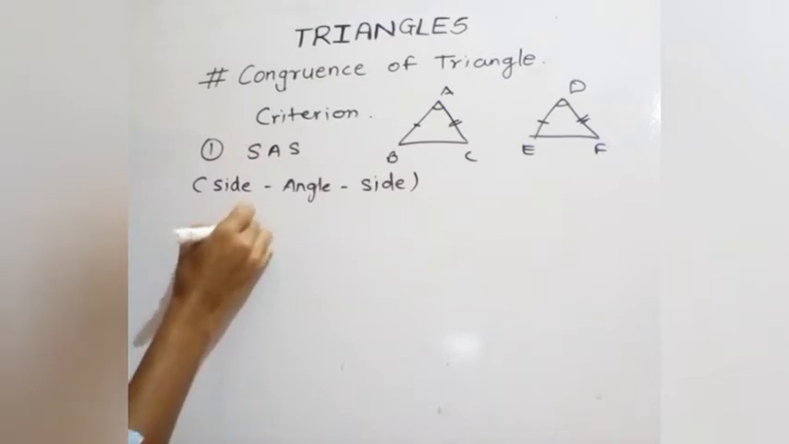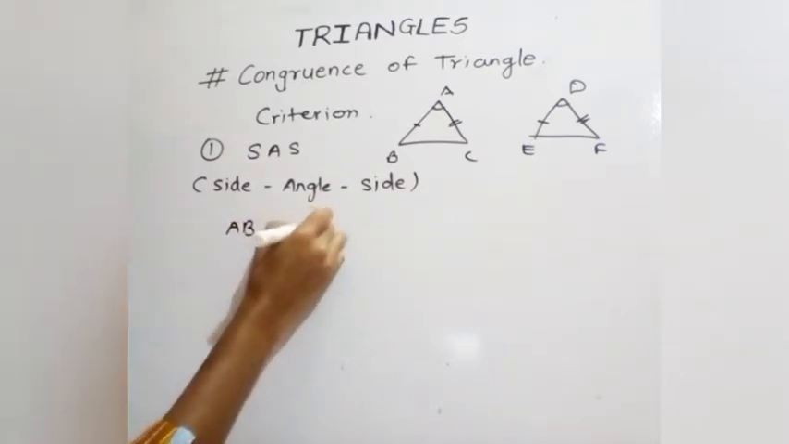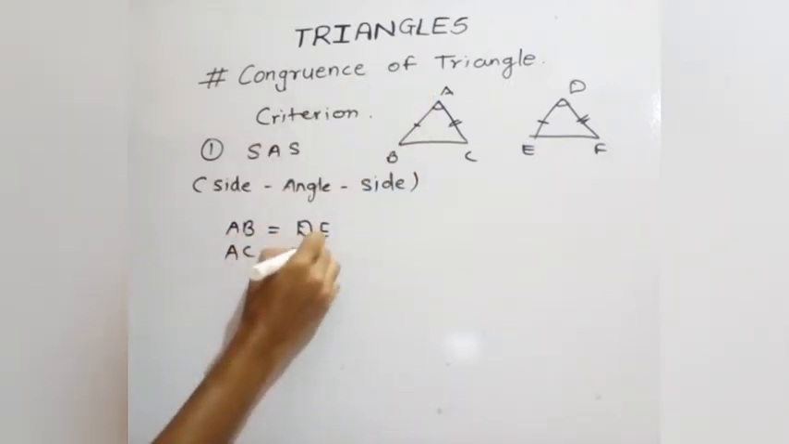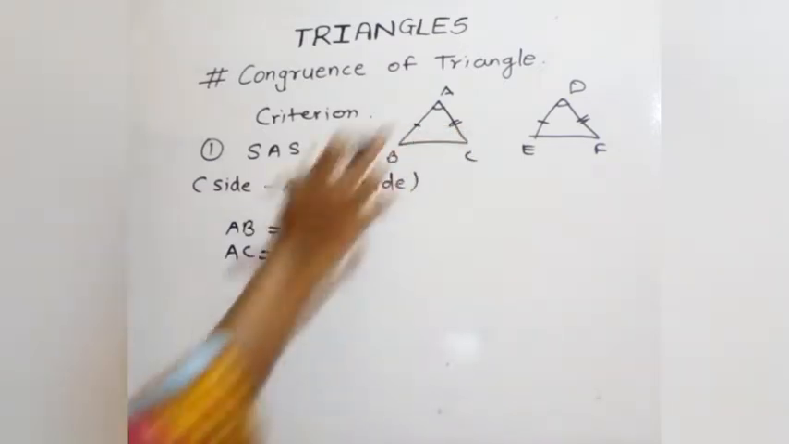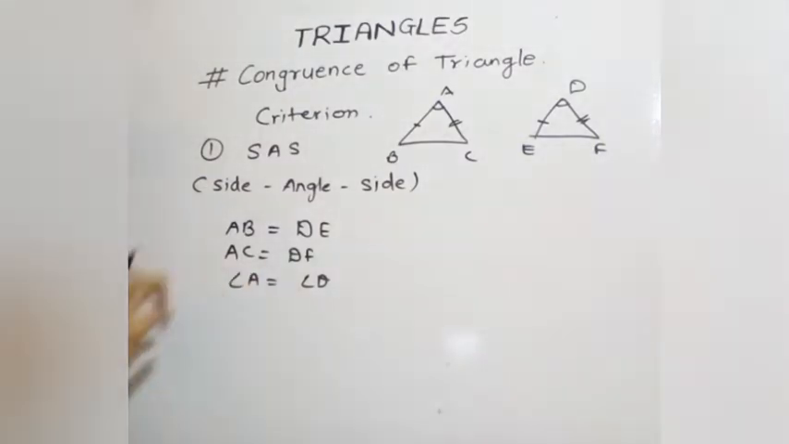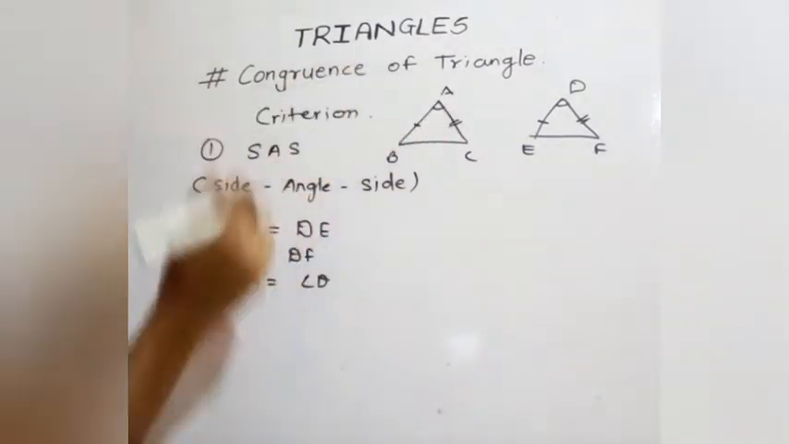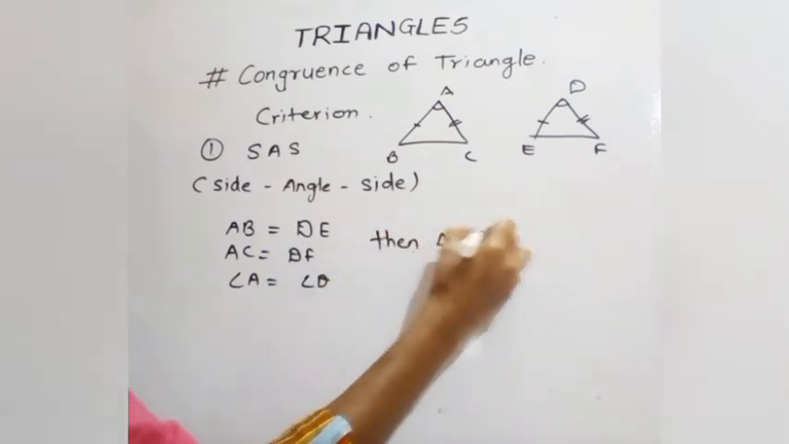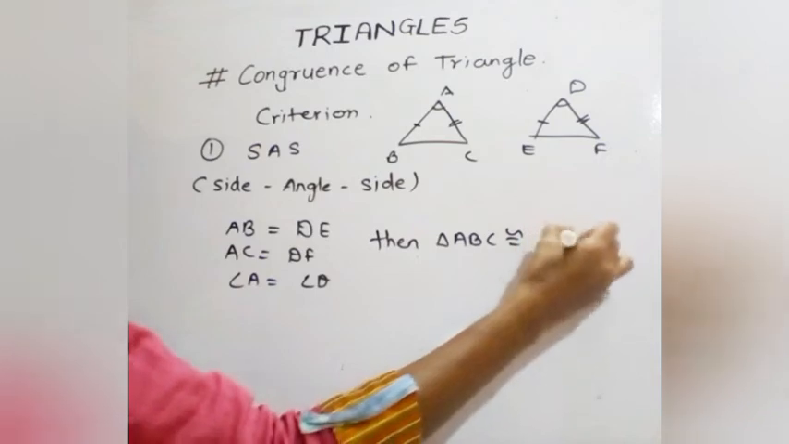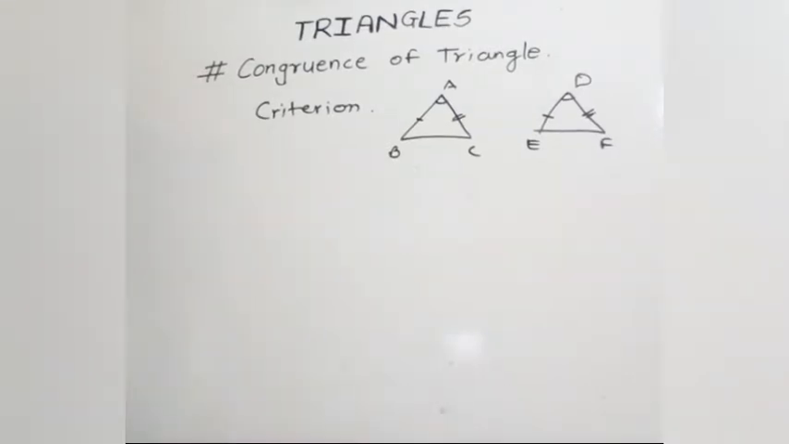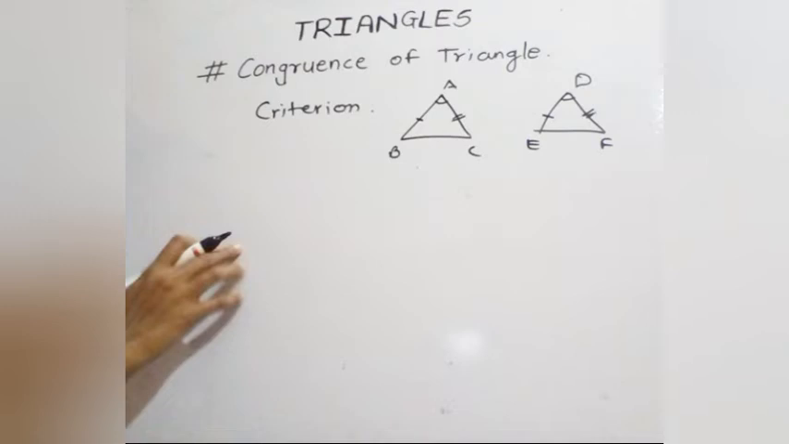Let's say AB is equal to DE. Then second, AC is equal to DF. Both sides are equal and one angle A is equal to angle D. Suppose this is given, then both these triangles are congruent. Then triangle ABC is congruent to triangle DEF. This is the SAS criteria.